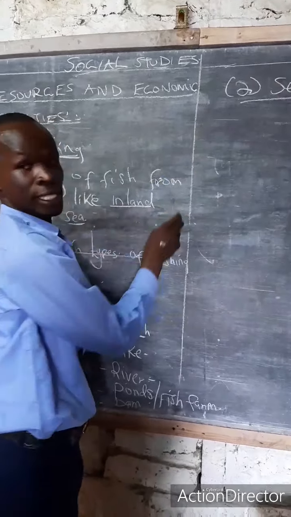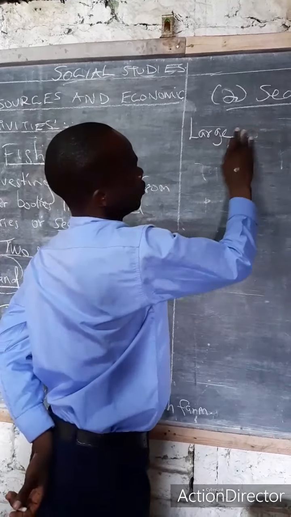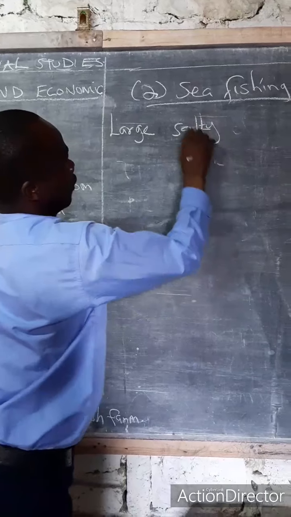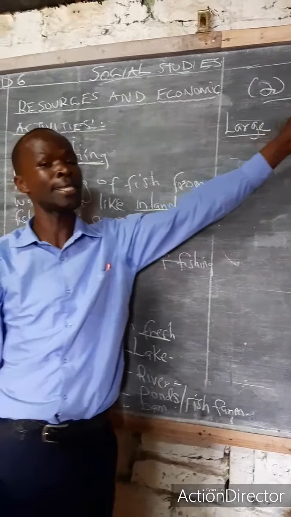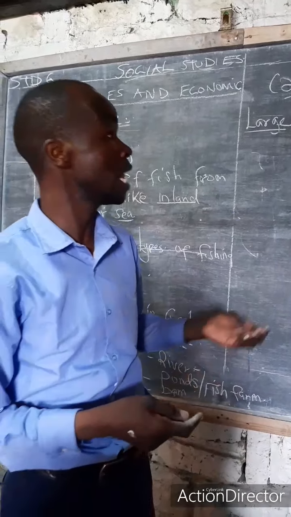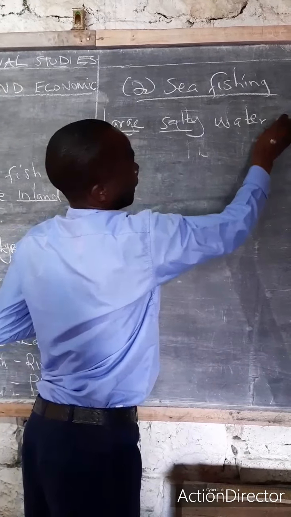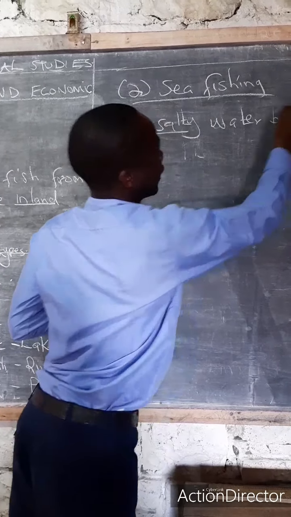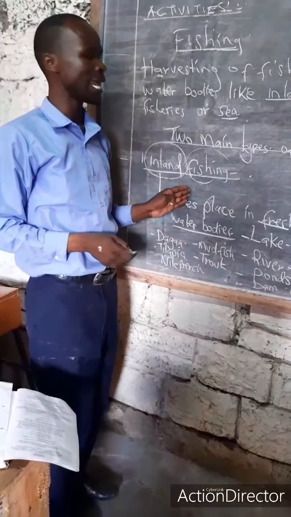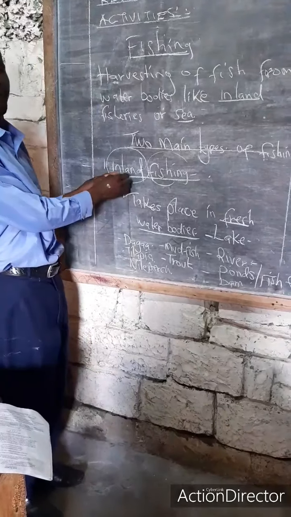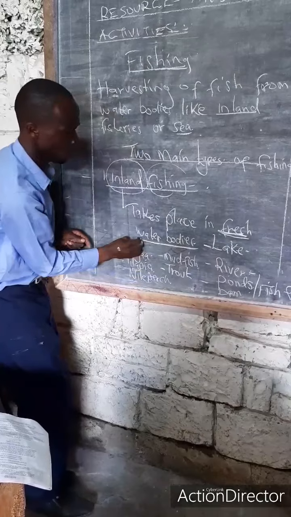Now, sea fishing takes place in large water bodies. Remember the condition here if you are giving out the meaning of sea fishing. This is a type of fishing that takes place in large salty water bodies. And this is the main difference between sea fishing and inland fishing. Remember, inland fishing, I said very well, takes place in fresh water bodies. The key term there is fresh water bodies.